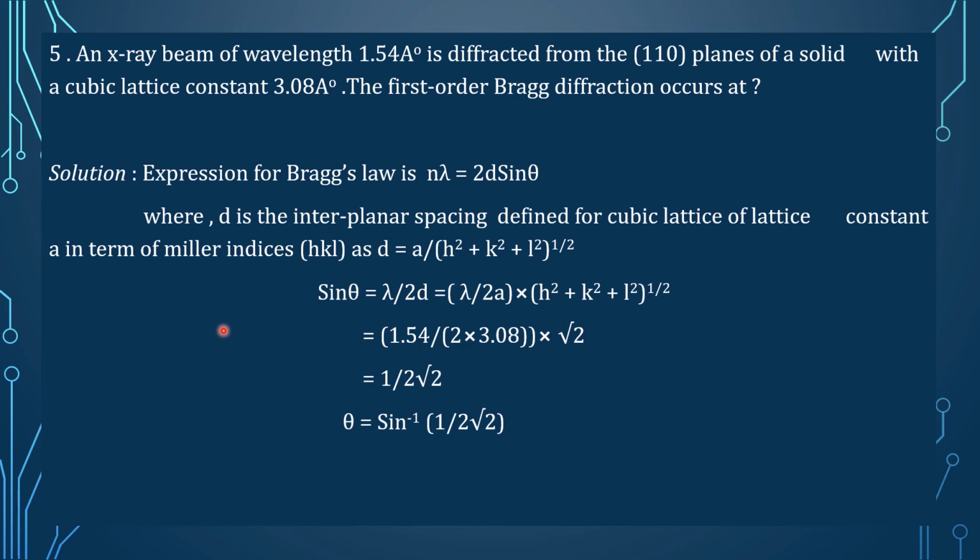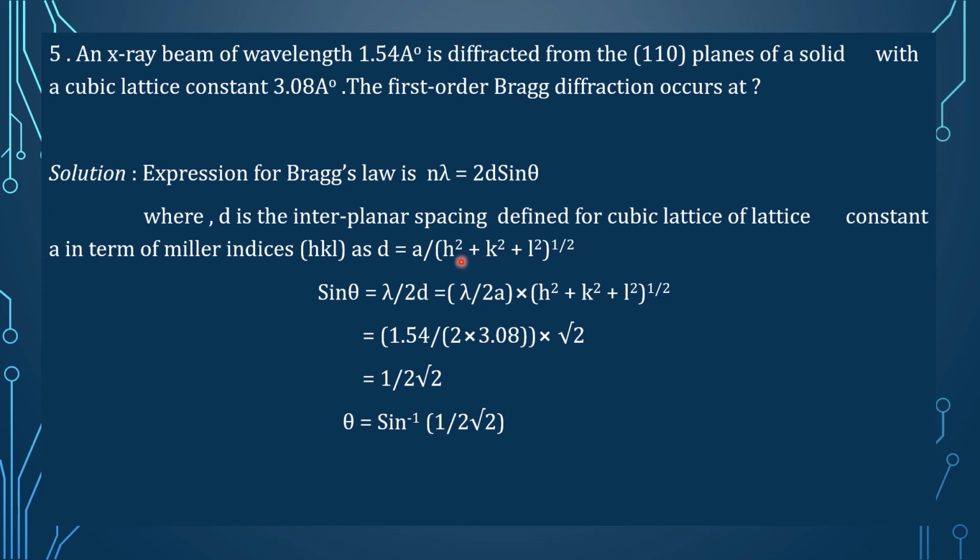Fifth question. An X-ray beam of wavelength 1.54 angstrom is diffracted from the 110 plane of a solid with a cubic lattice constant 3.08 angstrom. The first order Bragg diffraction occurs at. So it is first order Bragg diffraction, so n will be equal to 1. The expression for Bragg's law is n lambda equal to 2d sin theta, where d is the interplanar spacing defined for cubic lattice of lattice constant A. So lattice constant A is also given. So A is equal to 3.08 angstrom.